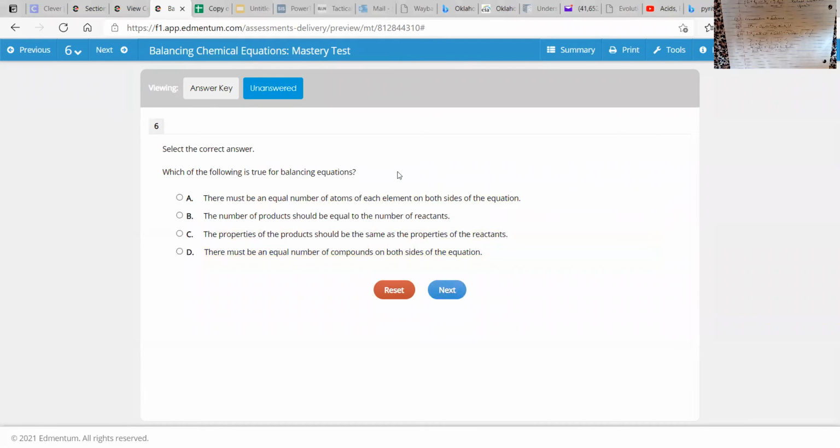Which of the following is true for balancing equations? There must be an equal number of atoms of each element on both sides of the equation. Well, yeah, that was pretty easy. Yeah, it's A.